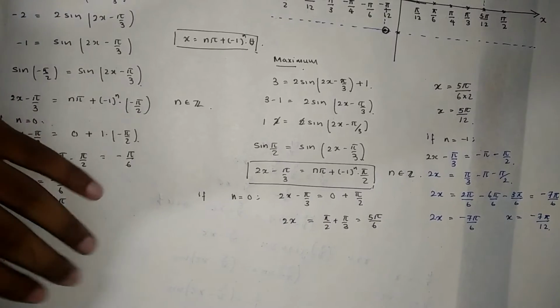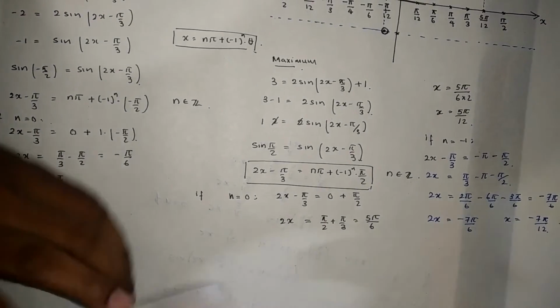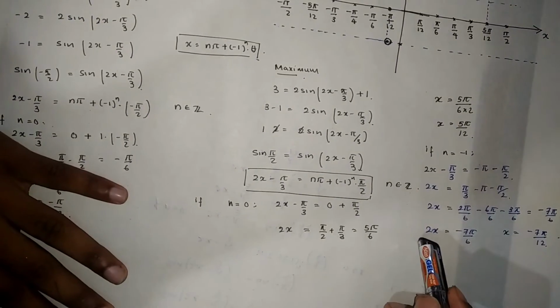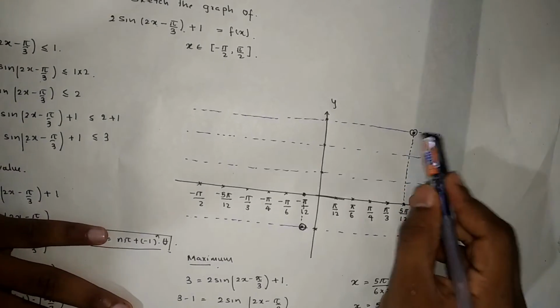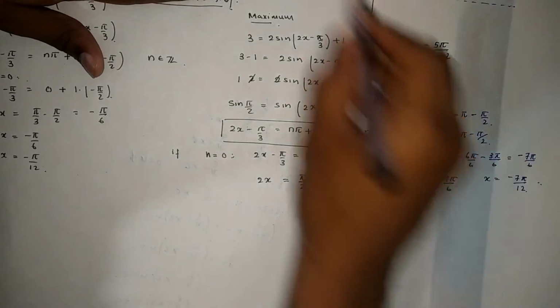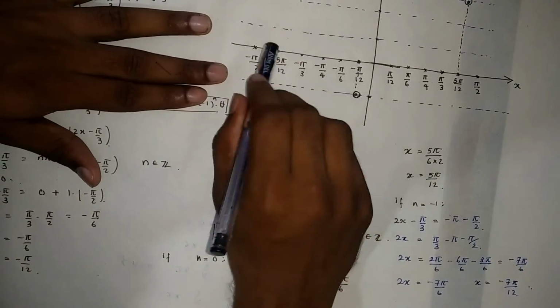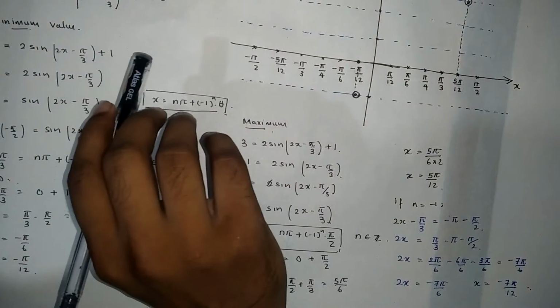So now we understand that we get the minimum value at 5 pi by 6, maximum at 5 pi by 6. So we have marked it on the graph, but unfortunately 7 pi by 12 does not fall in this region, so we will not be marking that region.